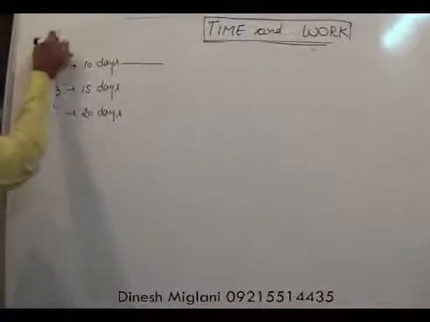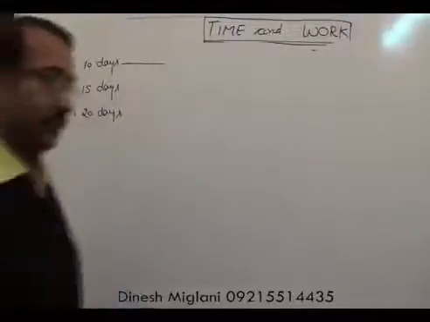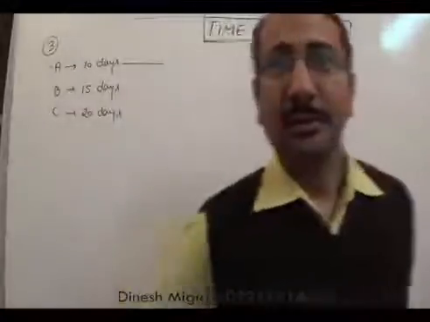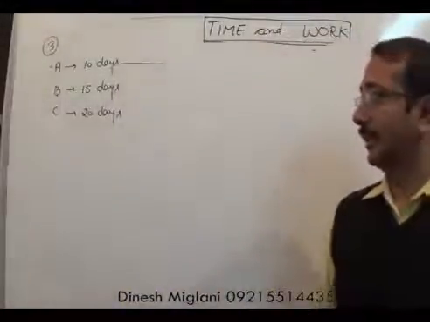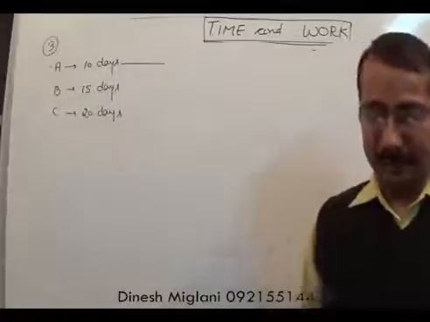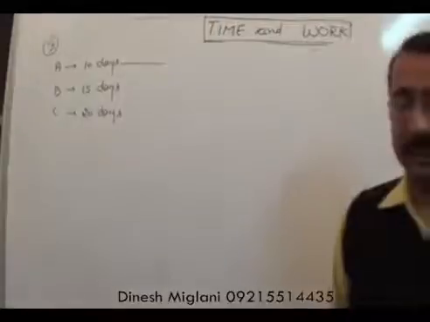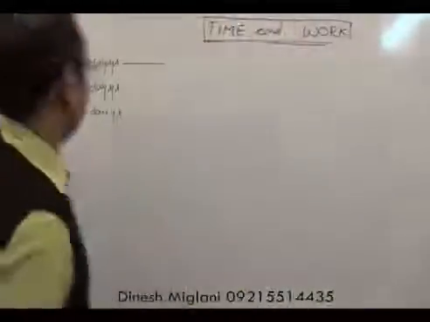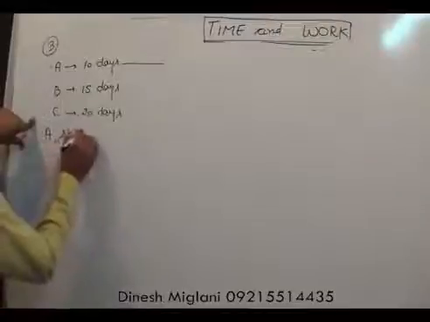After this, just pay attention to this statement. There are 3 persons A, B, C. It is given that A can do the work in 10 days, B can do the work in 15 days and C can do the work in 20 days. The question says A started working alone.